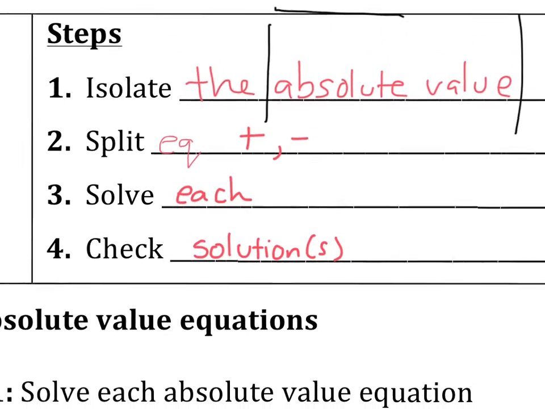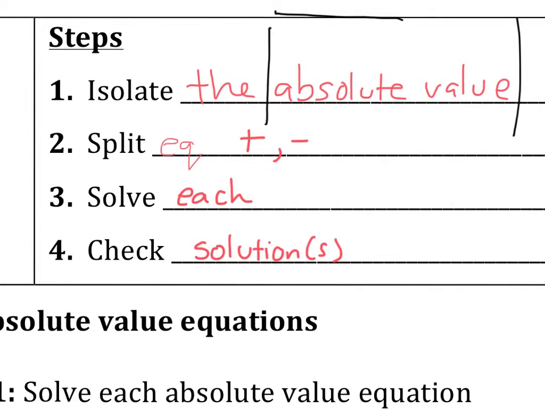We're going to isolate the absolute value. We're going to split the equation, so there's a positive and a negative. Then we're going to solve each one individually, independent of each other. And then we're going to check our solutions.